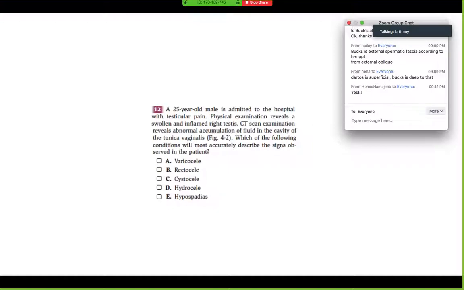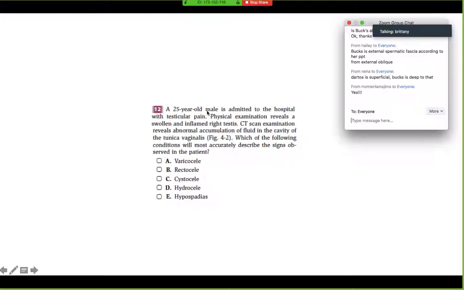All right, so a 25-year-old male is admitted to the hospital with testicular pain. Physical exam reveals a swollen and inflamed right testis. CT scan reveals abnormal accumulation of fluid in the cavity of the tunica vaginalis. Which of the following conditions would most accurately describe the signs observed in the patient?